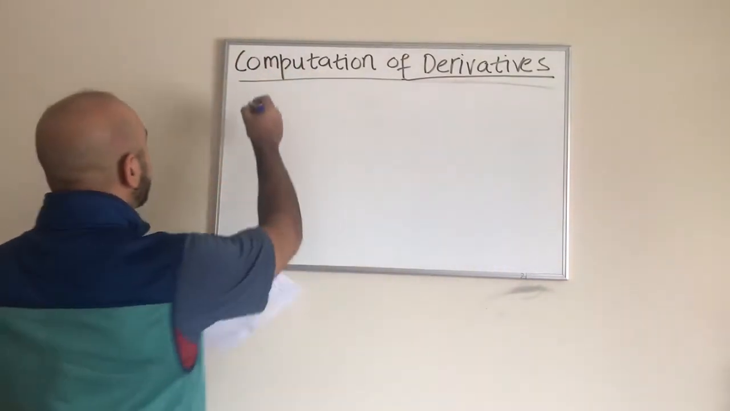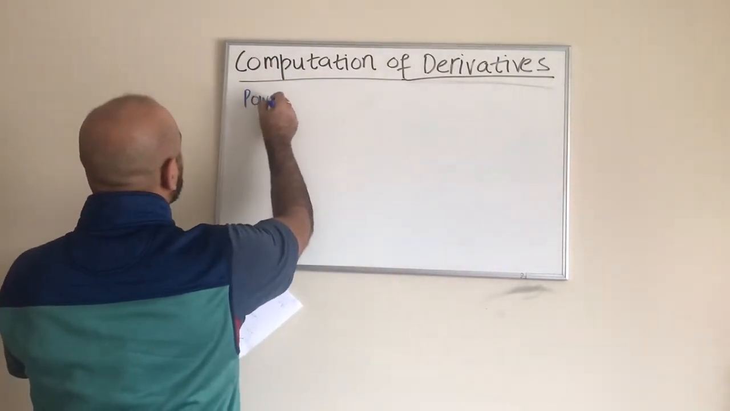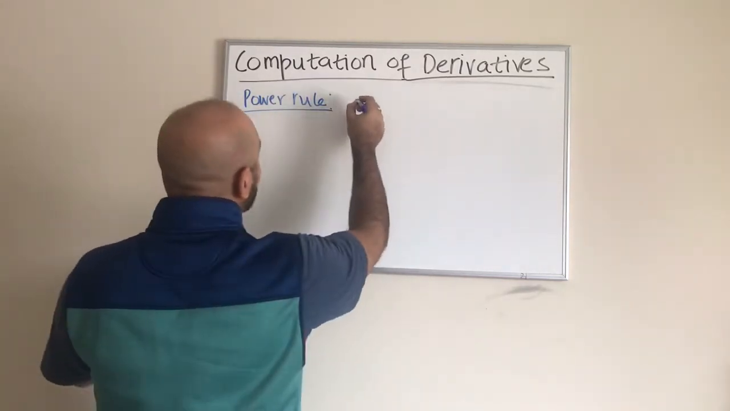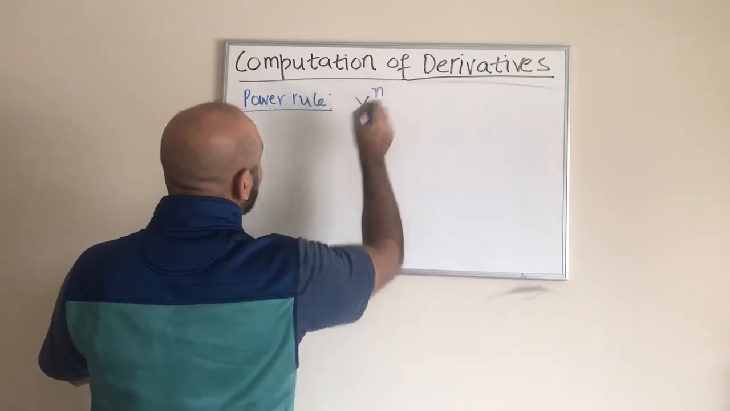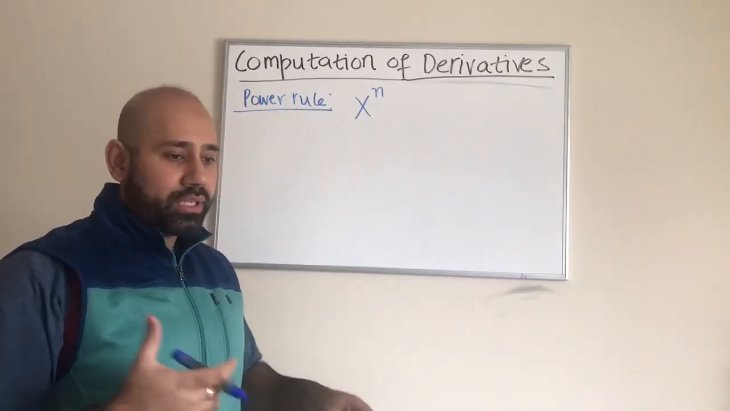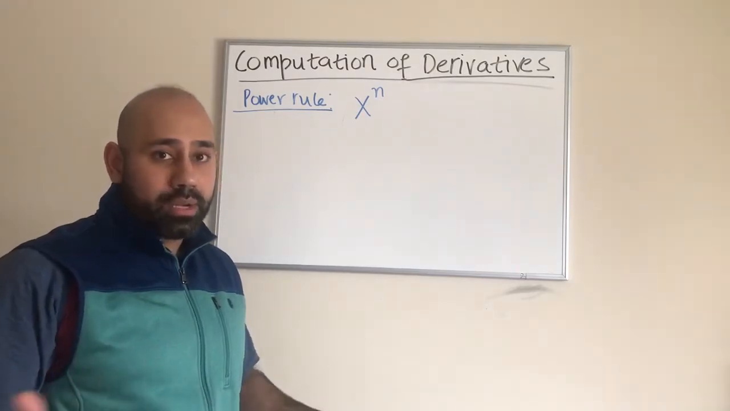Guys, the power rule for derivatives is how to find the derivative for a function of the form x to the power n, and n can be a positive integer, a negative integer, a rational number, an irrational number, it does not matter, it's going to work out.